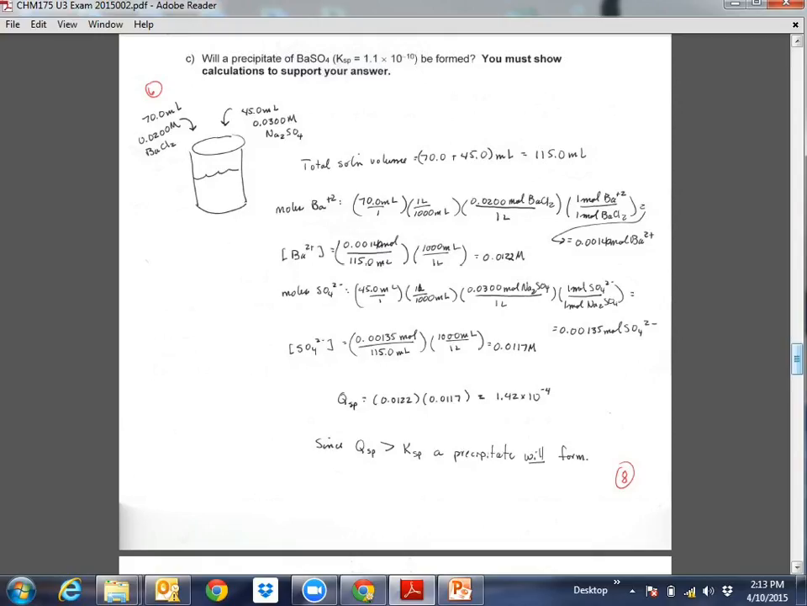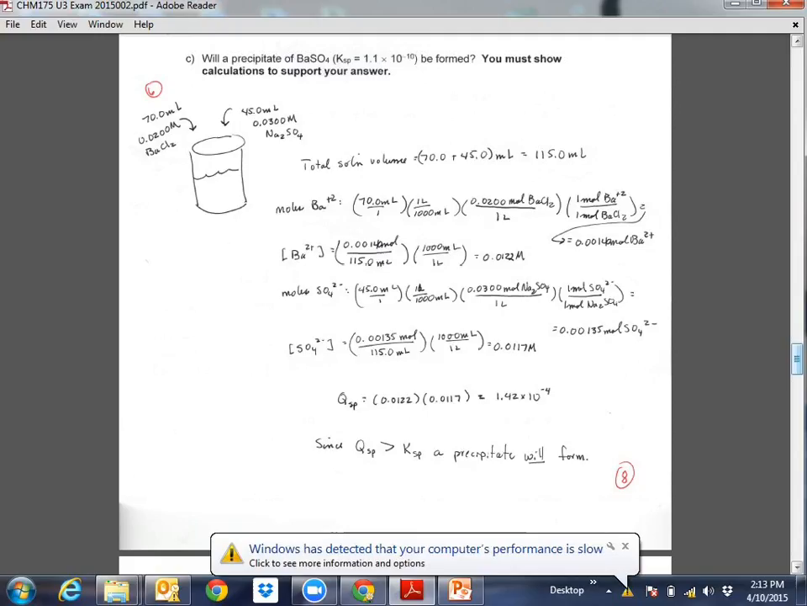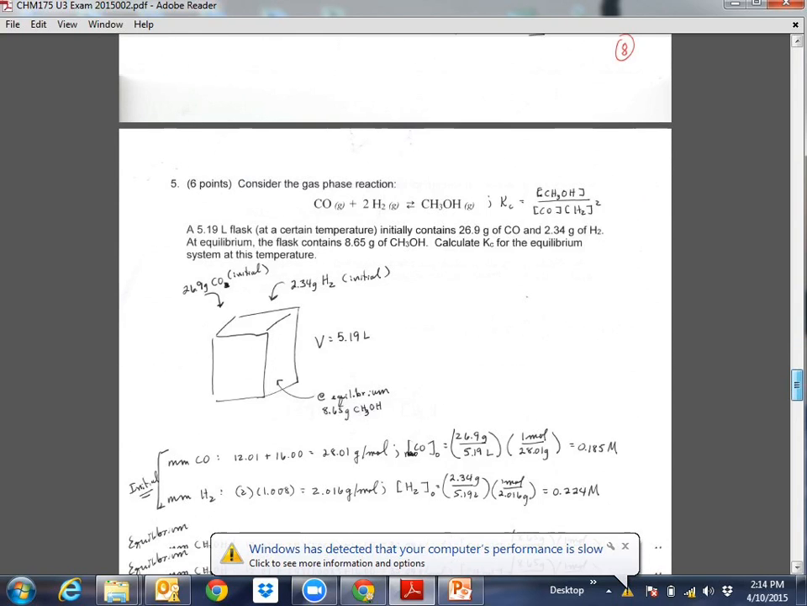And then we plug into the equilibrium, the Ksp expression, and basically get a reaction quotient, which is 1.42 times 10 to the negative fourth. And since that is larger than the Ksp, oh, there it is. The Ksp is 1.1 times 10 to the negative 10th. Then a precipitate will form. So on to the next one.